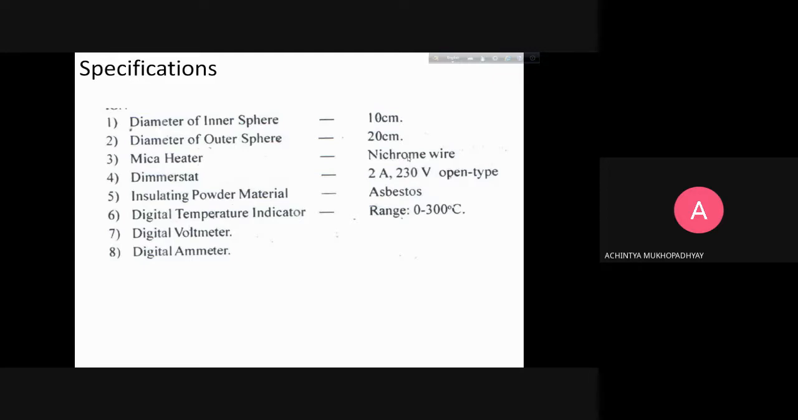We use mica sheet because mica is one of those rare materials which has a very high thermal conductivity but very low electrical conductivity. So there is no risk of short circuiting.